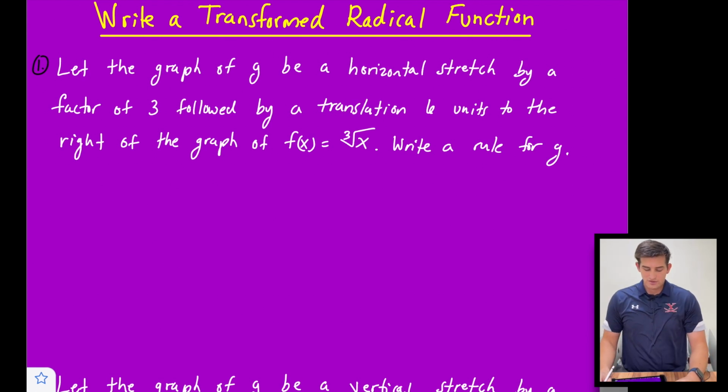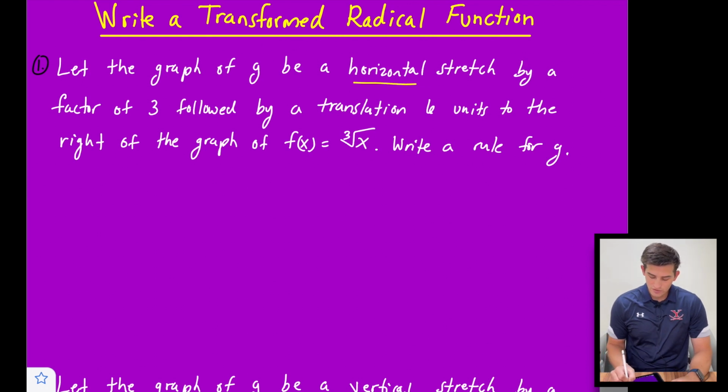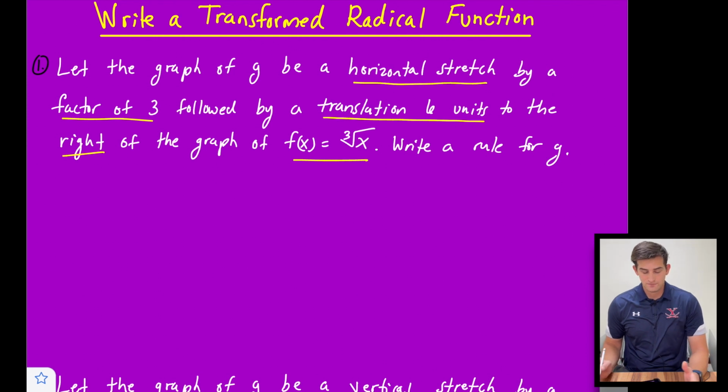The first one says, let the graph of g be a horizontal stretch by a factor of 3, followed by a translation 6 units to the right of the graph of f of x equals the cube root of x, and then write a rule for g. So we're going to do a horizontal stretch by a factor of 3, and then a translation 6 units to the right, starting with the cube root of x as our function. We're going to end up with g of x, but before I get to g of x, I'm going to perform just one transformation at a time.